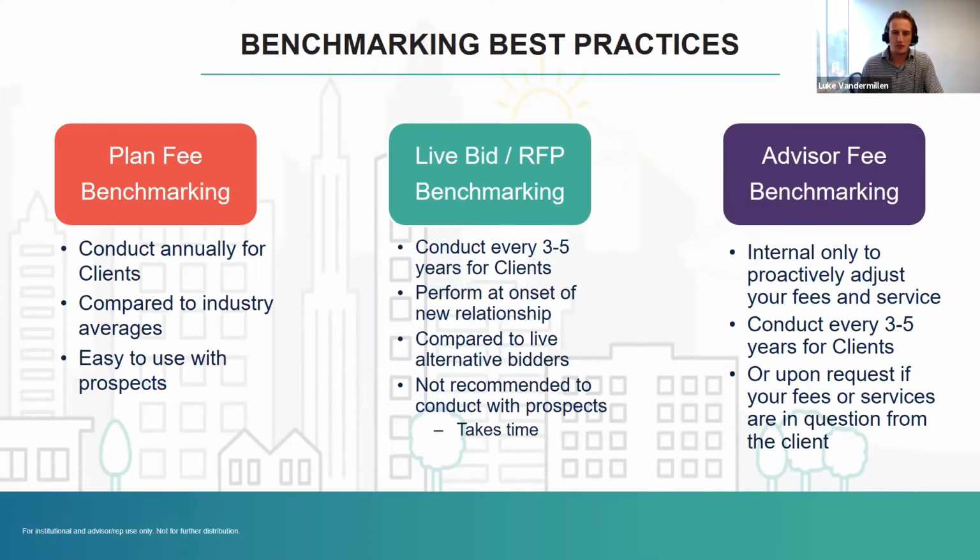So taking a look at benchmarking best practice. We consult a lot of our internal ERISA industry experts here on what's best practices for benchmarking a plan. And this is more looking at the current client side of things. We'll talk about prospecting in just a moment here. But in terms of best practices, we recommend that you conduct benchmarking annually and compare to industry averages of plans of a similar size. For a live bid or gathering quotes, you're either going to want to do that every 3 to 5 years, or when you sign on a new client, just to make sure that everything's in line.